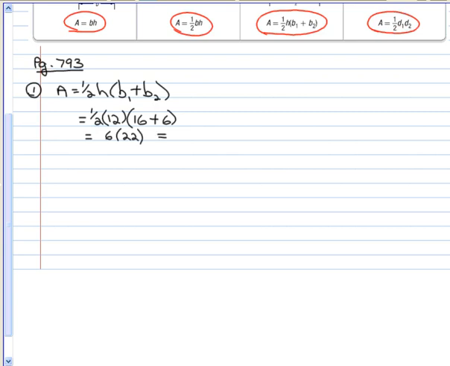Well, I don't know if you can do 6 times 22 in your head. How much? I'm hearing two numbers. 132. 132, what's our unit? Feet square. Number 2.